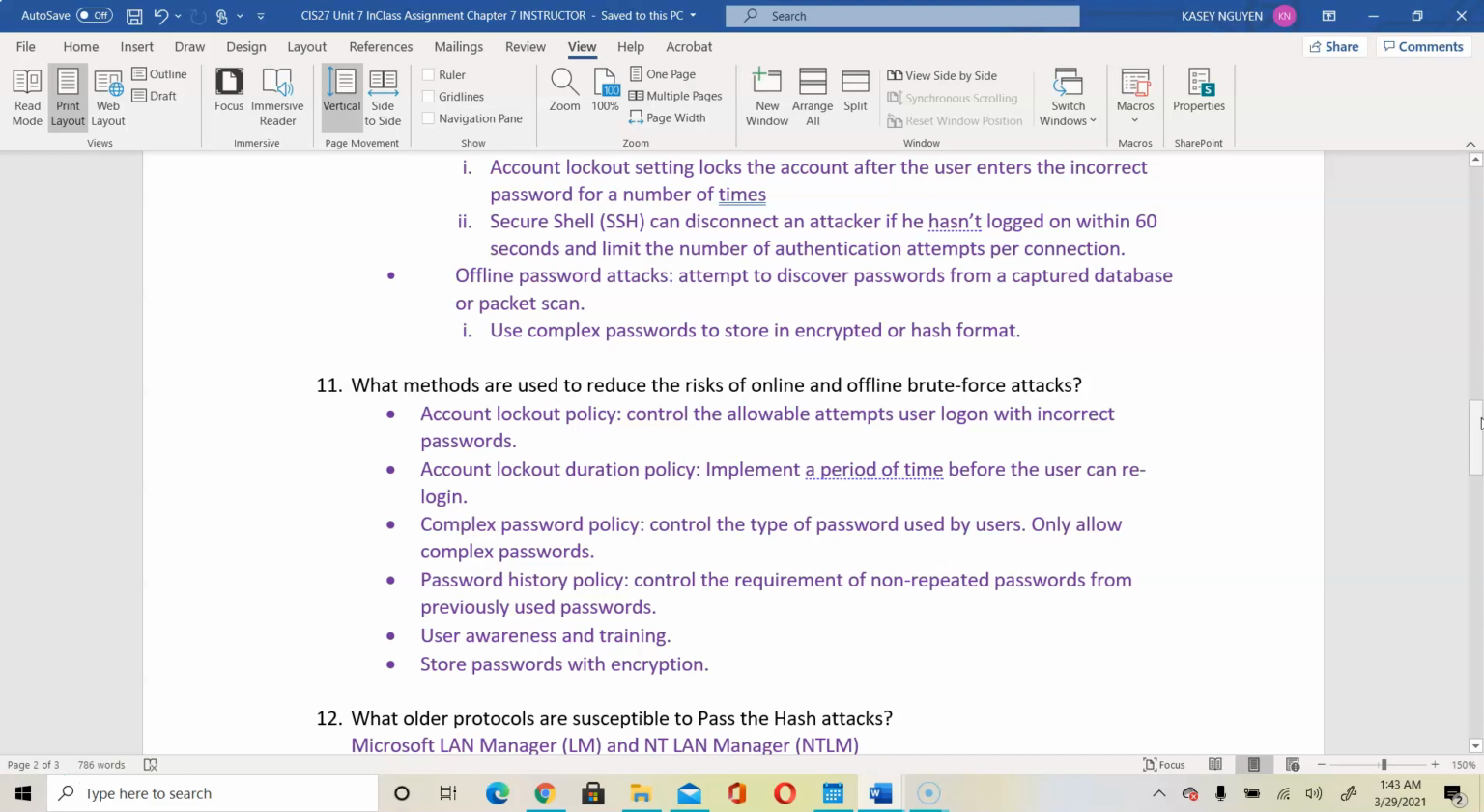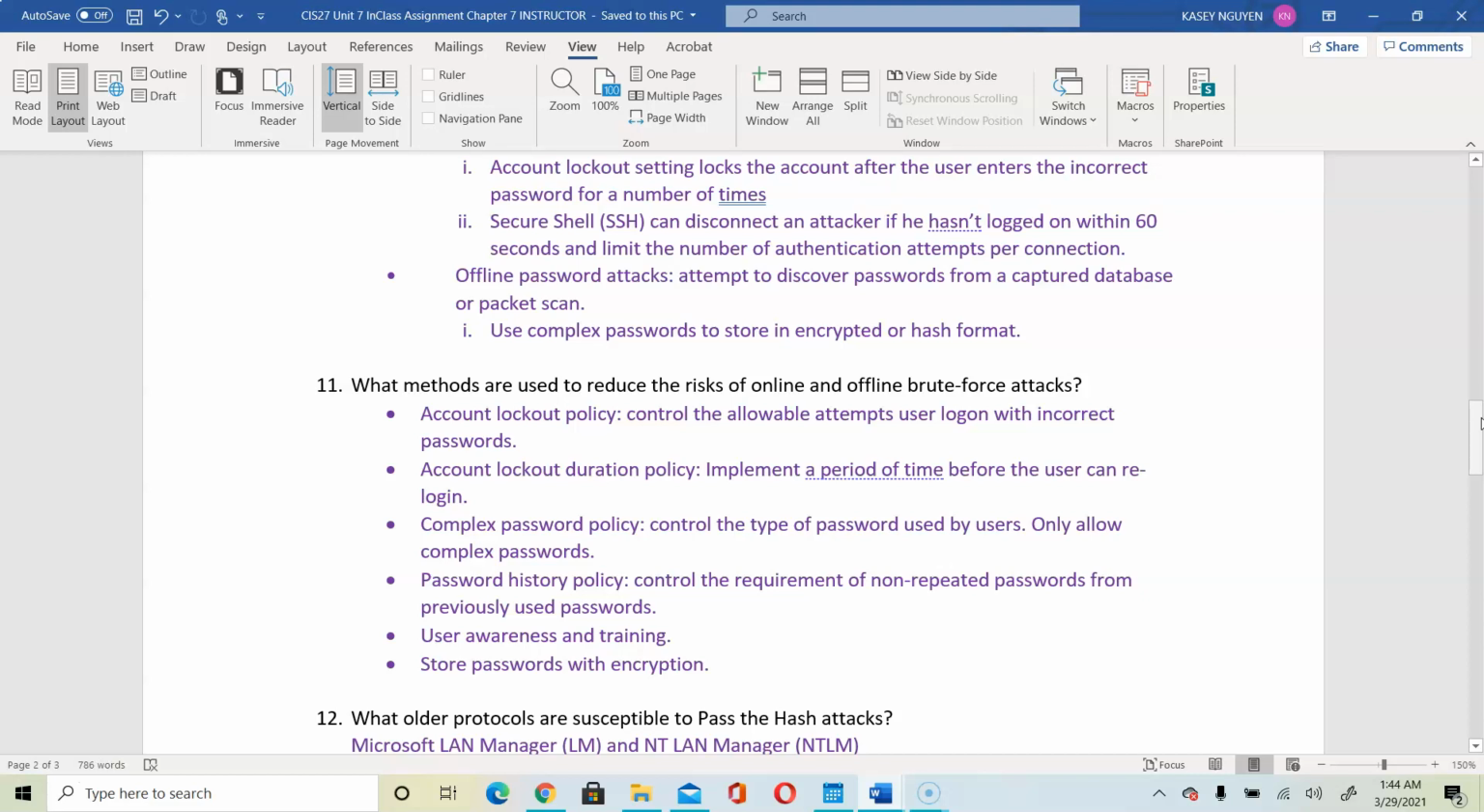Next, we can use a complex password policy. This allows us to control how the user creates their password, and we would enforce complex passwords for user accounts. We would also use a password history policy, in which they cannot reuse passwords that were historically stored. So we can set it so that they cannot use their last 5 passwords. Password history does that.